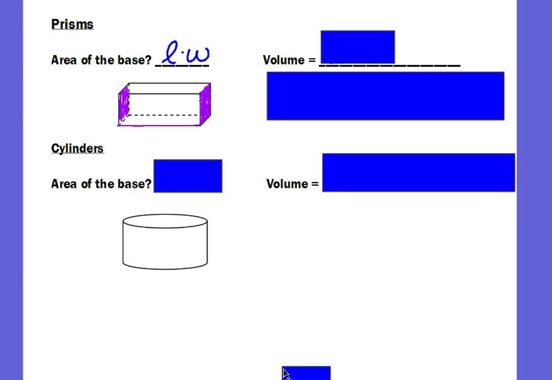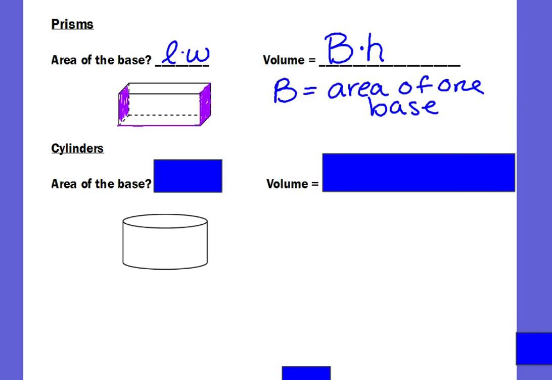Okay, so you have probably learned the formula length times width times height, right? Because that would be area of your base, length times width, times your height. Now I'm not going to go with length times width times height. I'm just going to put area of the base times the height. So go ahead and fill that part out. The reason why I'm not doing just length times width times height is because that actually only works if your polyhedron has a rectangle base.